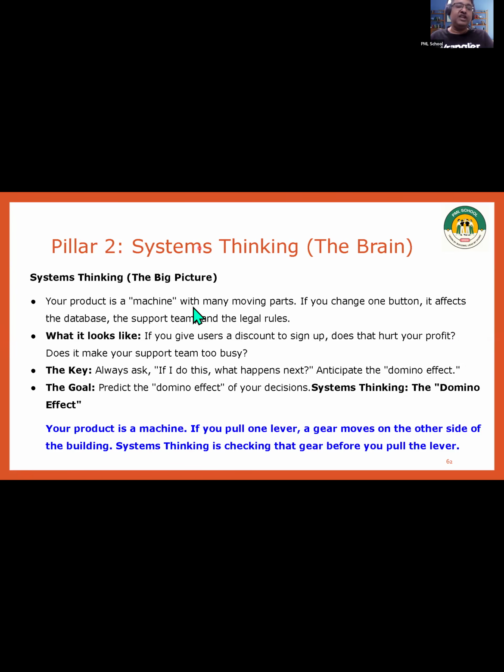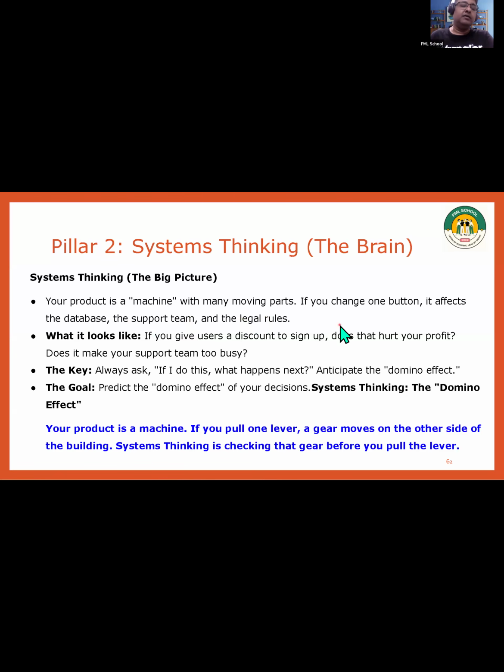So your product is a machine, with a lot of moving parts. Think of a machine in your mind. If you change one button, it affects the databases, the support team and the legal team. A lot of things can be impacted. This is just one example, right? Button in the sense of an e-commerce app or any app where you say, I'm giving you a discount, then it will affect the databases, support team and legal team, right?